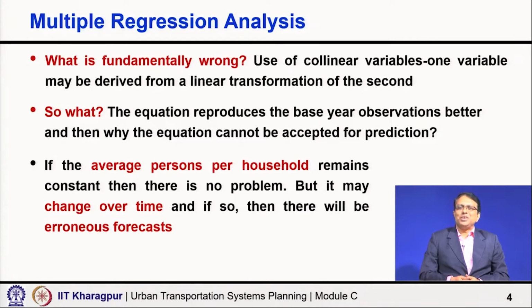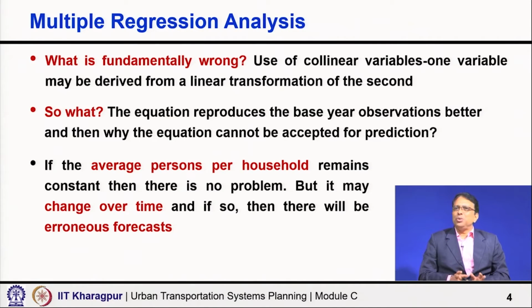What is fundamentally wrong? Why should collinear variables not be used? It is not that you should not use collinear variables because somebody like me or any other person or your professors told you that you should not use them. Try to understand why you should not use them. I told you an example: if they are collinear, one variable can be expressed as a linear function of the other variable.